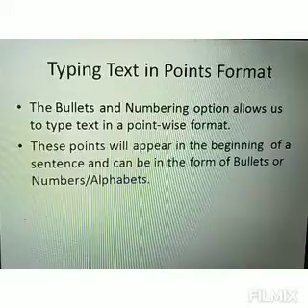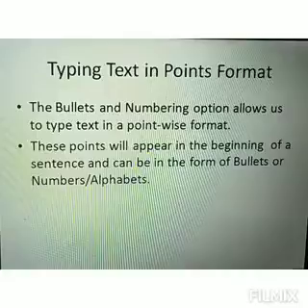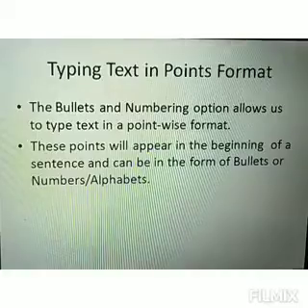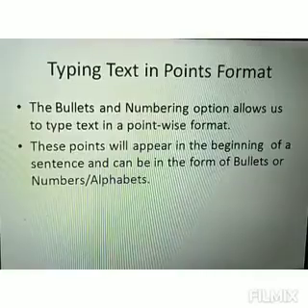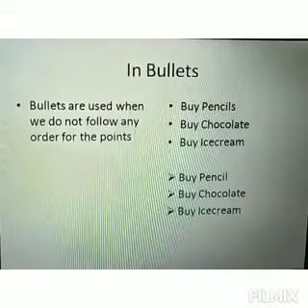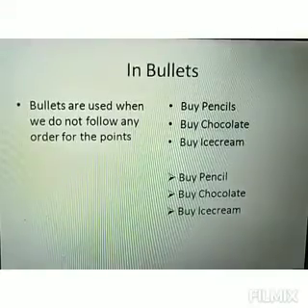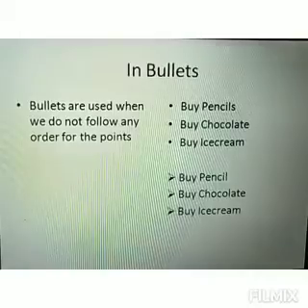Next, let us see about bullets and numbering option. The bullets and numbering option allow us to type text in a point-wise format. These points will appear in the beginning of the sentence and can be in the form of bullets or numbers and alphabets.